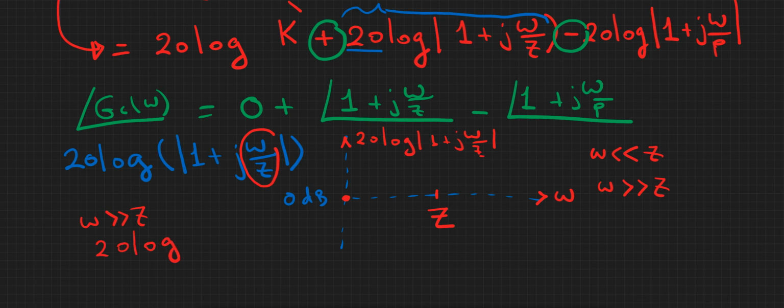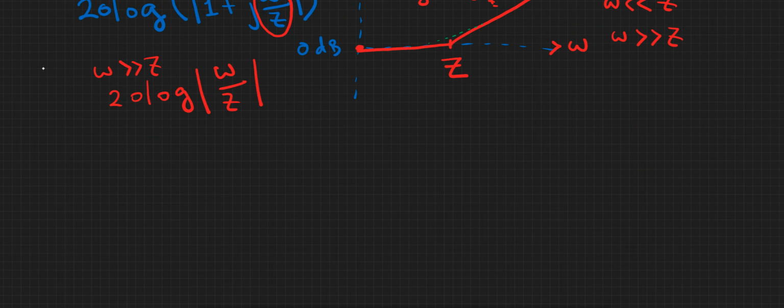When omega is greater than z, this becomes the dominant term and the other becomes negligible, so it's 20 log magnitude of omega over z. This implies that it is increasing by 20 dB per decade: every multiplication by 10 you increase by 20 dB. So after the zero you'll be going like this, before the zero you'll be something like this. Of course, this is an approximate plot, the actual plot will be somewhere like this, but for now we can go with this one. It's okay to use some approximations. As engineers we like to do approximations because it makes things easier.